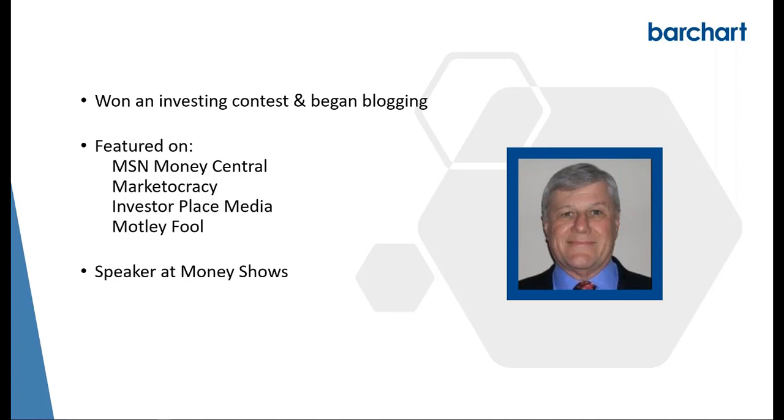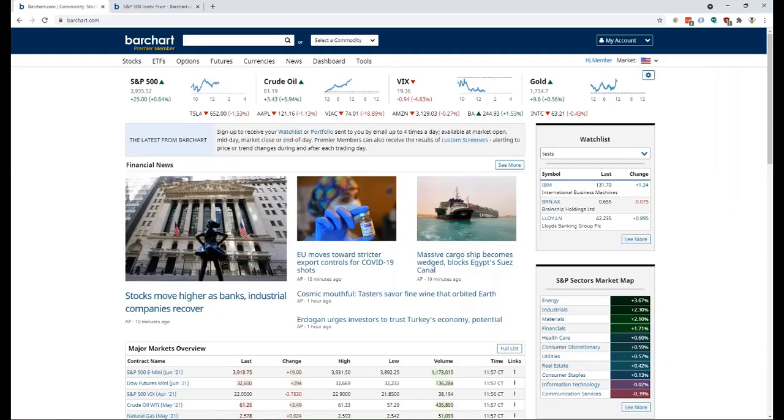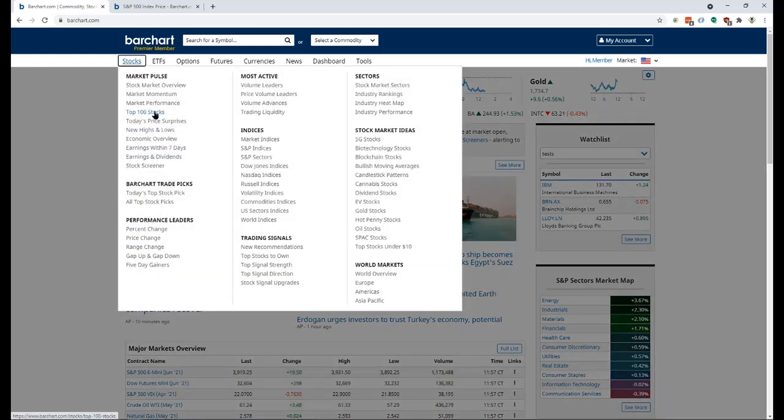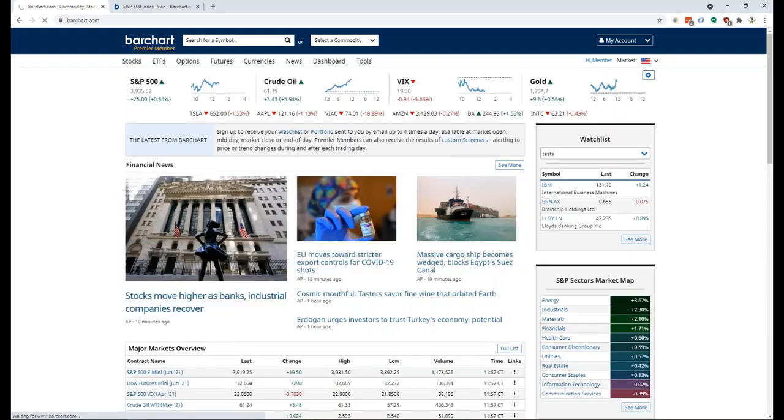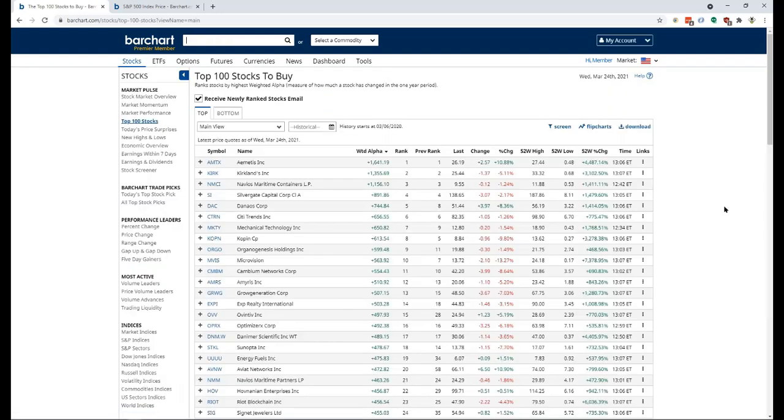Now, I'd like to go into how the Chart of the Day evolved when I first took it over, because I was using mainly three good watch lists that Barchart has. And if you click on the stock tab, the three of them were the top 100 stocks, which I'm showing right now. These top 100 stocks are the ones that have the highest weighted alpha.